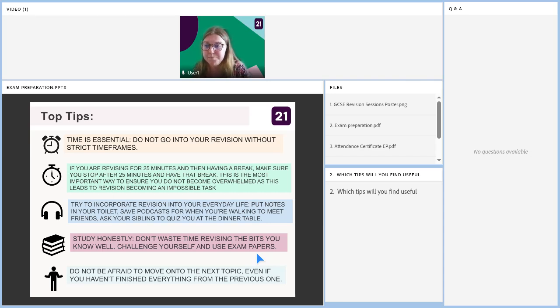That means you're working. And don't be afraid to move on to the next topic, even if you haven't finished everything from the previous one, because otherwise you might just find that you've over-revised one topic and you might not even get asked any questions about that. So it's not going to be super effective.